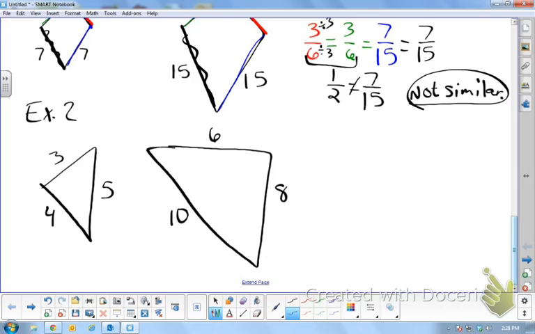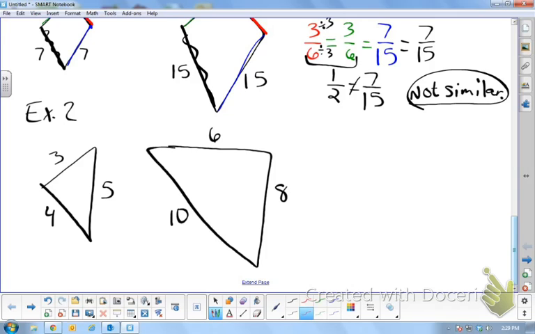And that is 6, 8, 10. So again, we're trying to prove that these are similar or not. Maybe they're not. So we need to make sure the ratios are the same. But notice the triangles are no longer in the same orientation. One of them's been turned a little bit. So we've got to identify what matches with what other piece.